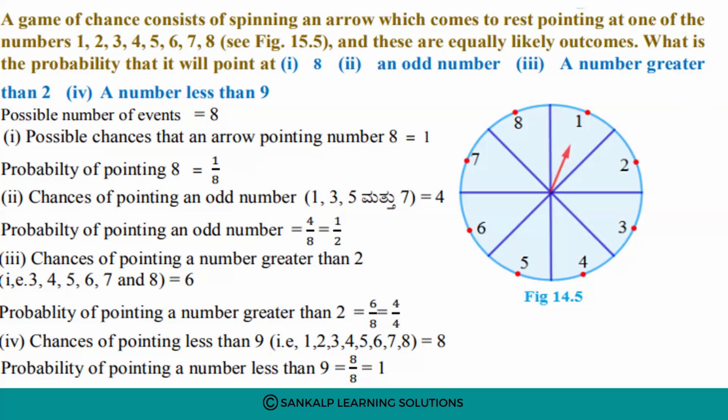Now, the number of possible outcomes, the total number of outcomes. How many outcomes will we get? That is 8. 1 to 8 means 8 outcomes you will get. So the total number of outcomes is 8. This is n of S.